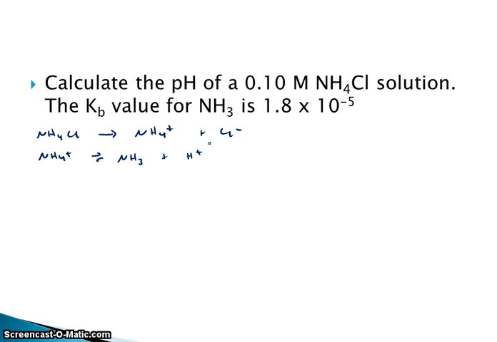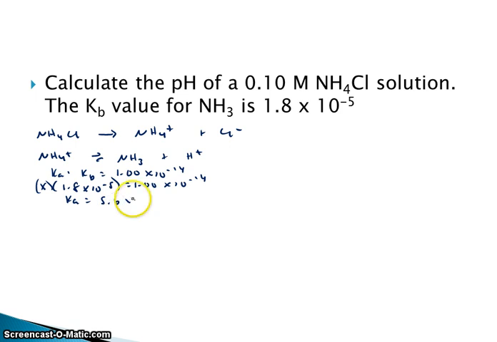So we're given a Kb, but because it's an acid, we need Ka. So we've got Ka times Kb equals 1.00 times 10 to the minus 14. So X times 1.8 times 10 to the minus 5 equals 1.00 times 10 to the minus 14. So Ka equals 5.6 times 10 to the minus 10.